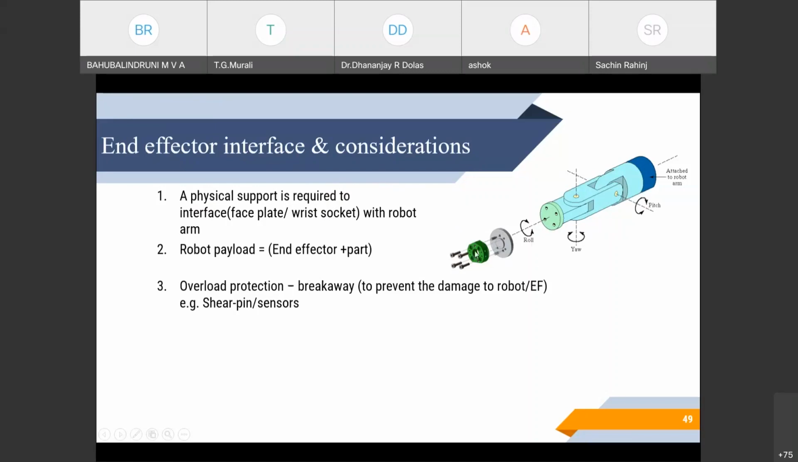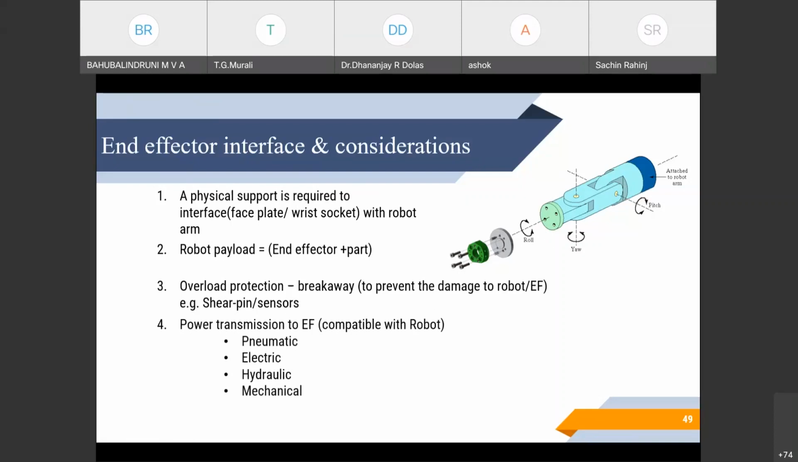If any damage occurs to the robot, that costs very high, and hence we place some kind of shear pins or sensors which are able to find out the weight of the gripper and the part together, and then it can disjoin from the robot, so that there will not be any damage to the robot.